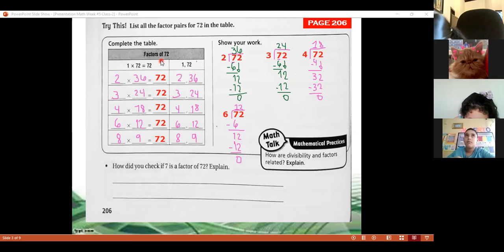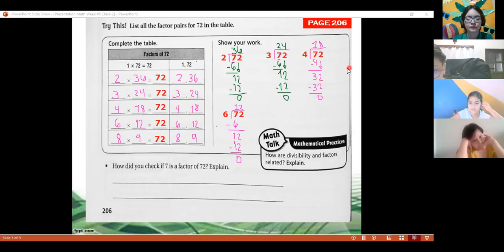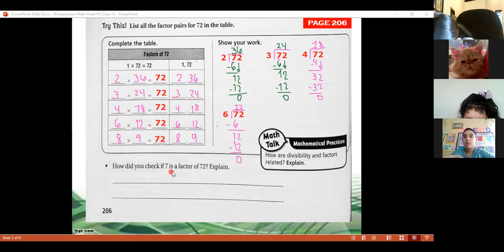A number can have 2 factors, 1 pair of factors, or it can have more. In this case, we have 1 pair, 2 pairs, 3, 4, 5, 6 pairs of factors. This number, 72, has all of these factors. Now, how did you check if 7 is a factor of 72? Do you think 7 is a factor of 72, class?